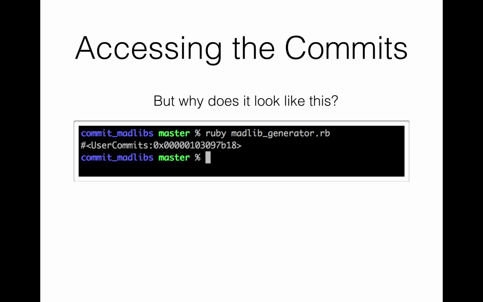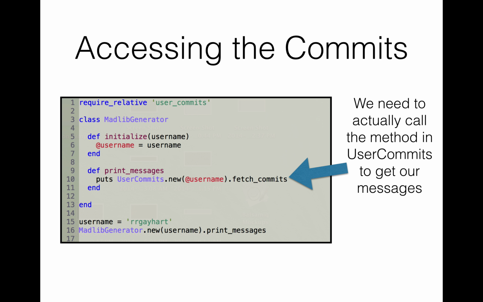So if we call ruby madlib_generator, why does it look like this? Well, what we actually need to do is call the method in UserCommits that gets our messages. So: puts UserCommits.new(username).fetch_commits. And this is actually kind of a good thing. You don't usually want a class to automatically start doing things when you new it up. You want to intentionally tell it. You want to be able to new it up and tell it when you want those commits.